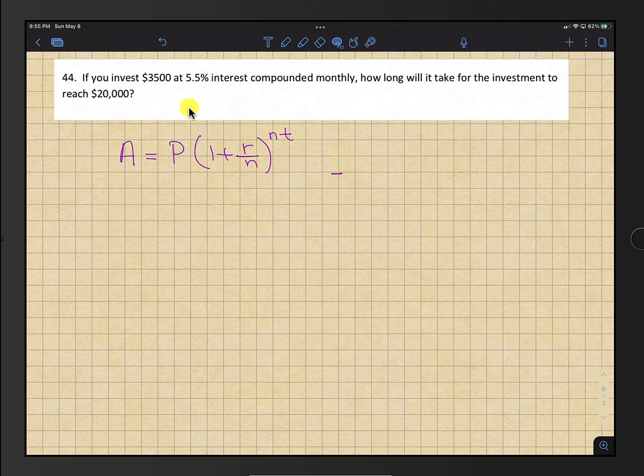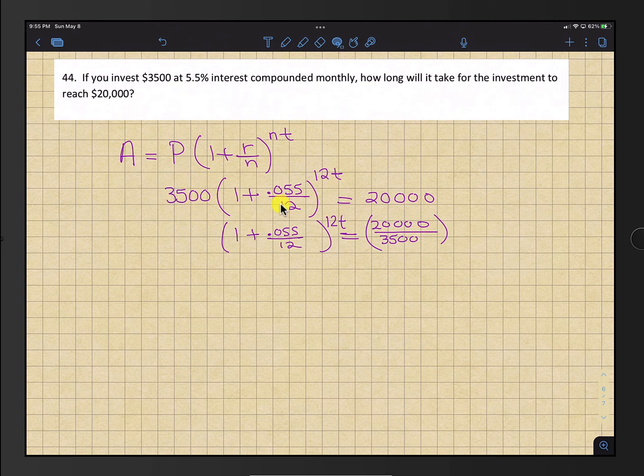P is our initial investment of $3,500. R is our interest rate of 5.5% converted to a decimal, so that would be 0.055. All right, let's put everything in. So that's going to be 3,500 times 1 plus 0.055 over 12 raised to the power of 12t equals 20,000. Now we're solving for t, which is the number of years. Let's divide by 3,500 on both sides. So we have 1 plus 0.055 over 12 raised to the 12t equals this fraction.